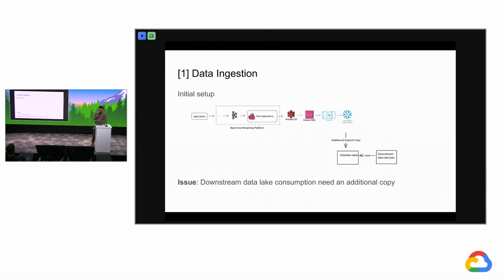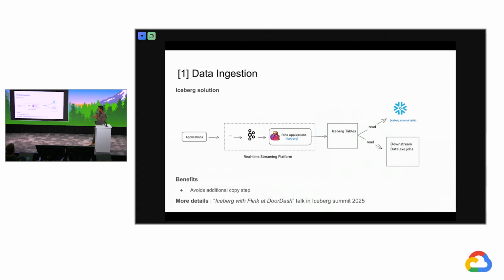So from here, where we move to is to directly write Iceberg tables from Flink, and this avoids the additional copy. And Snowflake reads it as external Iceberg tables, and downstream data lake jobs read it as just data lake tables. So this avoids the additional copy, and there are more details with numbers and all that that was presented in the Iceberg Summit earlier this year. If you search for Iceberg with Flink at DoorDash, you should get the link.